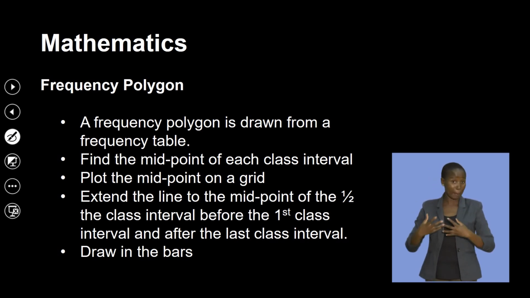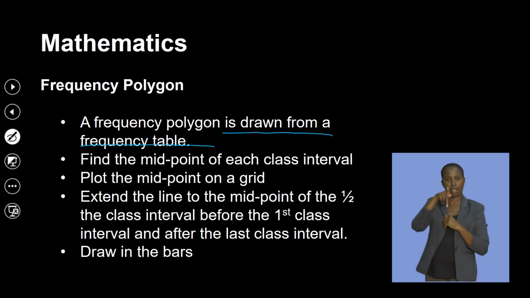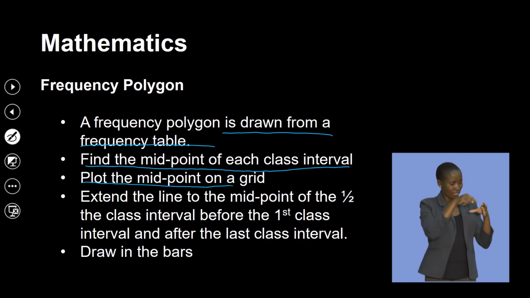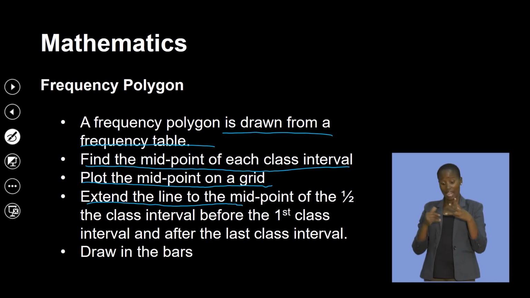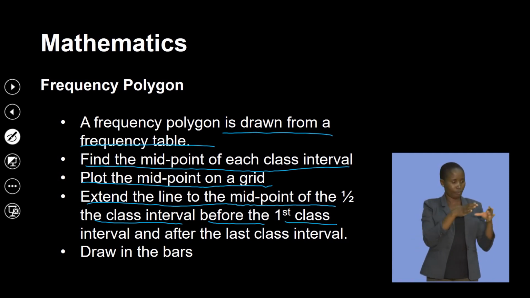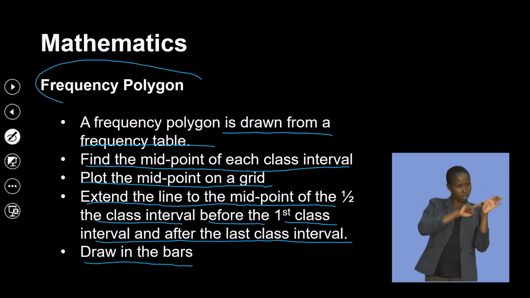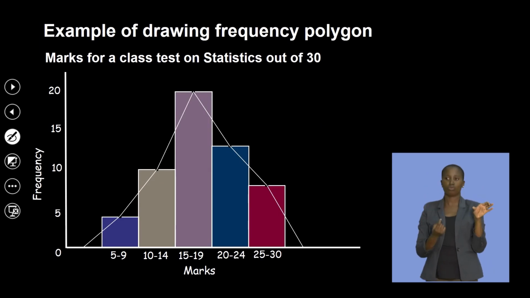So a frequency polygon is drawn from a frequency table. What we did, we found the midpoint for each class interval. Plot the midpoint on the grid. Extend the line to the midpoint of half the class interval before the first class interval and after the last class interval. Then draw in the bars. Okay, that's the frequency polygon. Are we all together? Can you see that?